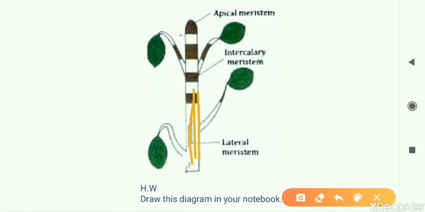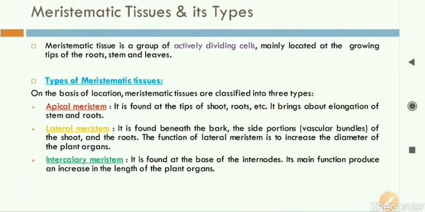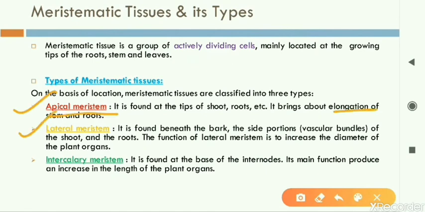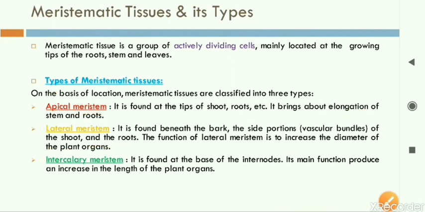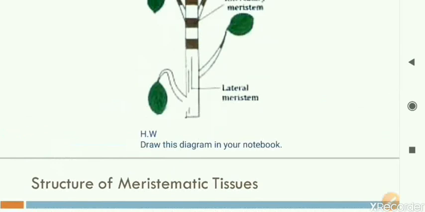Next one, that is the lateral meristem. These are present in the stem, and what they are doing is increasing the width of the plant. So that is all the three types of meristematic tissues. Apical meristem, they are doing what? Elongation of the stem and root. Second, lateral meristem, they are increasing the diameter of the plant organs. Third one, intercalary meristem, it increases the length of the plant organs.